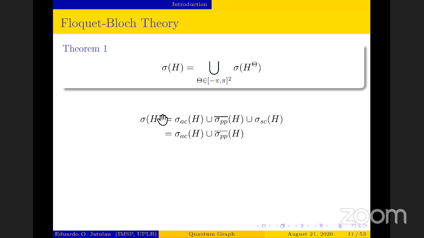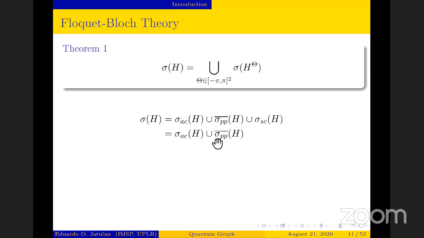And it is known that the spectrum of our Hamiltonian, or our operator, can be decomposed into three parts: the absolutely continuous spectrum, the pure point spectrum, and the singular continuous spectrum. Since we have a self-adjoint operator, the singular continuous spectrum will be empty. So our spectrum will be composed of absolutely continuous and pure point spectrum.